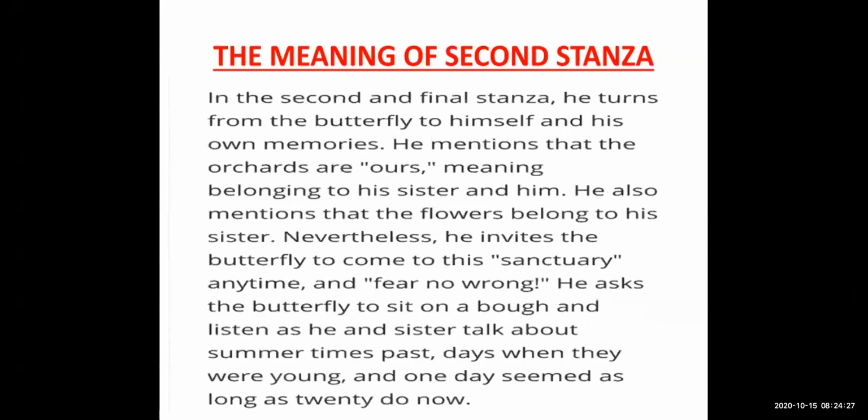Now look at the second stanza. Here in this second stanza, the poet is expressing his memories. He mentions that the orchards are ours, these gardens are ours. Who are ours? The poet and his sister. These orchards belong to them.